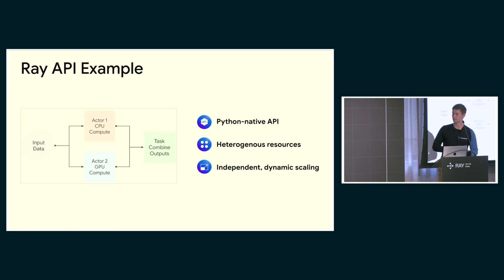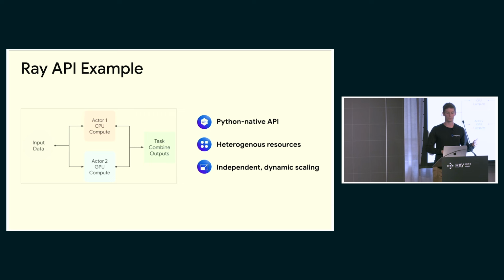But while this example is quite simple and it's kind of a toy, it'll highlight some really key benefits of why I think Ray is well suited to AI. So the first is that you can express this with a Python native API. And not just this kind of simple DAG, but many other types of workloads can be expressed using the same set of core primitives.